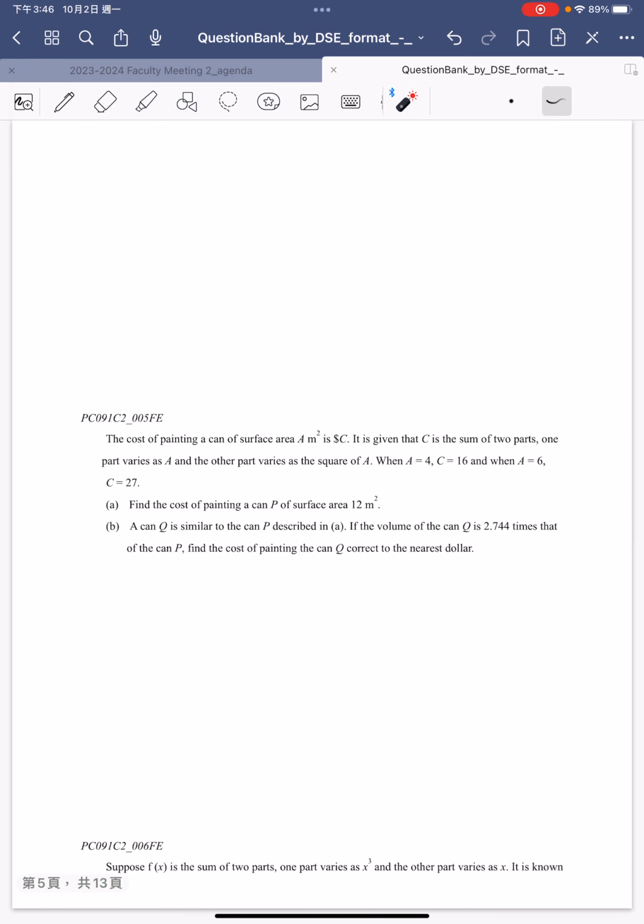So let's move to the next question. We have the cost of painting a can of surface area is C. So in this question, we have the variable A together with the variable C.